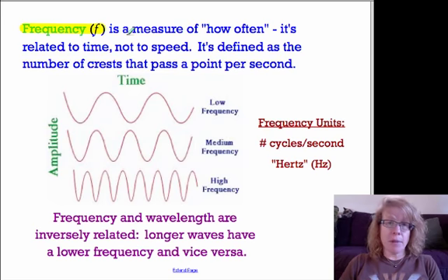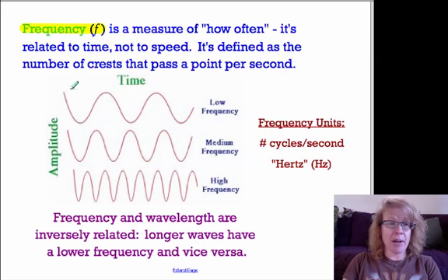But a frequency is a measure of how often a wave crest passes a certain point. It's not a measure of speed. We've got to be a little bit careful. Sometimes we say that a high frequency wave is faster and a low frequency wave is slower. We've got to be a little bit careful with that, because faster and slower should be reserved for speed, but we'll get to that on the next slide. So again, frequency is how many wave crests pass a point in a certain given amount of time.